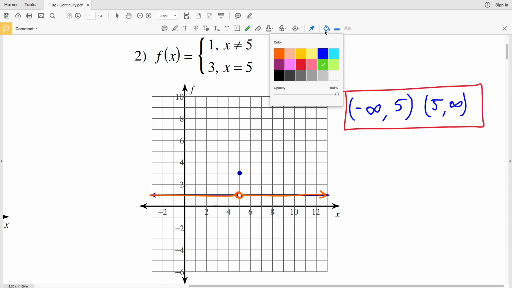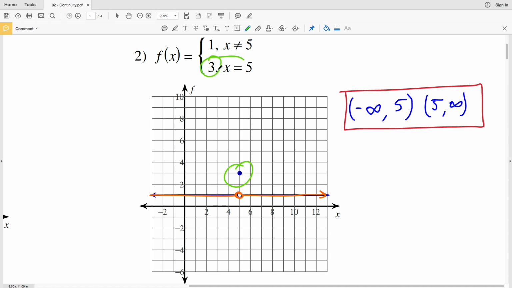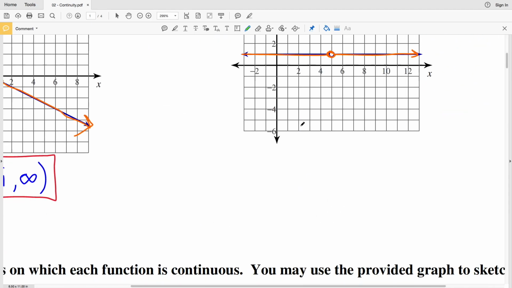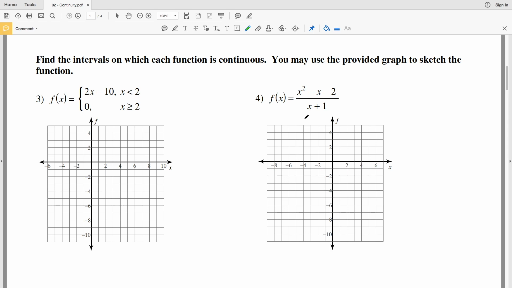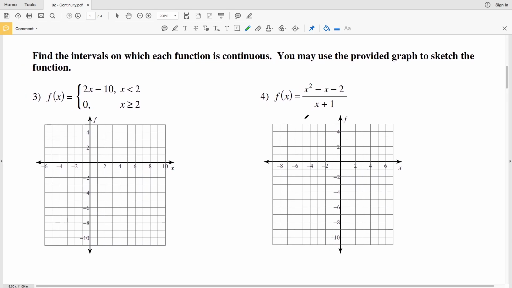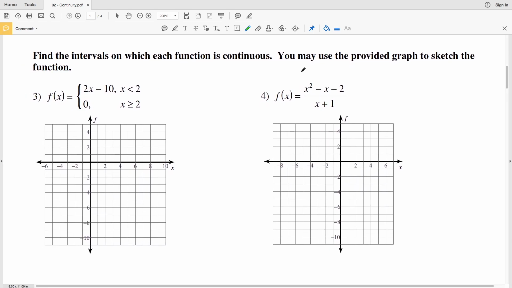Notice that even though f of x is defined, the limit is not equivalent. F of x is equal to 3, but the limit is equal to 1. Therefore, that function is not continuous. In this next part, we're going to find the intervals on which each function is continuous, and it says you may use the provided graph to sketch the function.